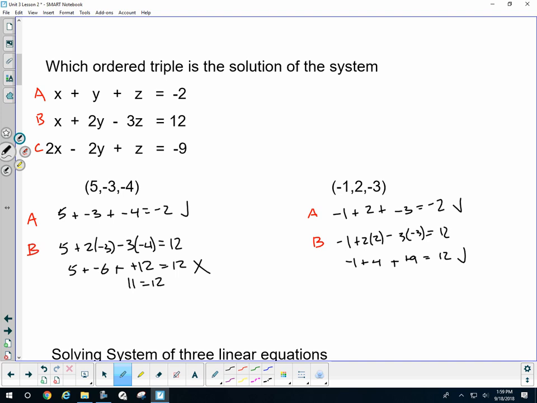So the first one fails on equation B. So far, I'm through the first two equations and everything looks good. Let's just check the third one because it needs to be a shared point for all three. I get -2 plus -4 plus -3. That also checks out. So -1, 2, -3 works. Okay?